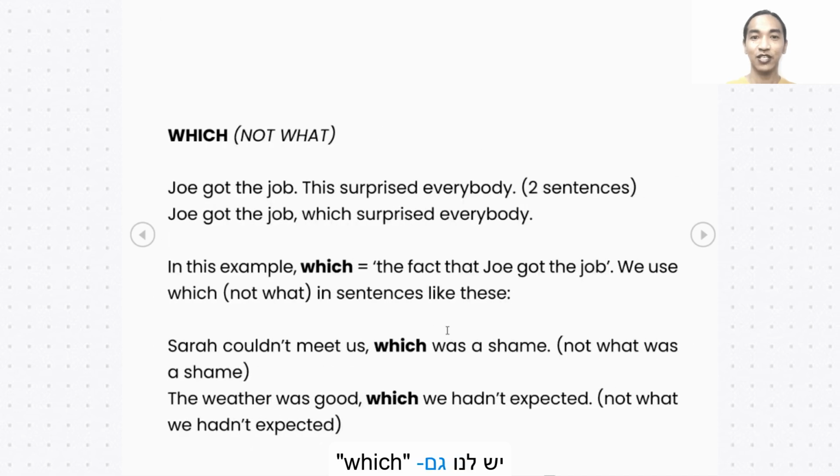We also have here which, not what. We got the job. This surprised everybody. So we can say like this: Joe got the job, which surprised everybody. In this example, which refers to the fact that Joe got the job. So we use which, not what, in these sentences. More examples. Sarah couldn't meet us, which was a shame. The weather was good, which we hadn't expected. All right? So these are just some of the constructions that we have in relative clauses. Please pay more attention to them.